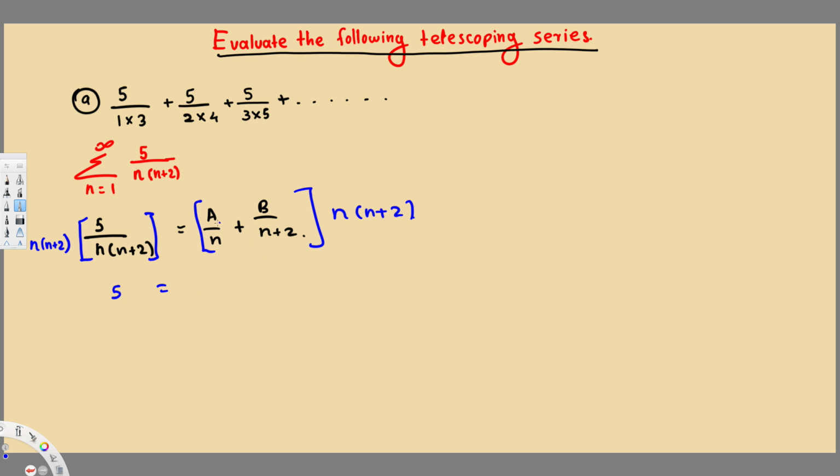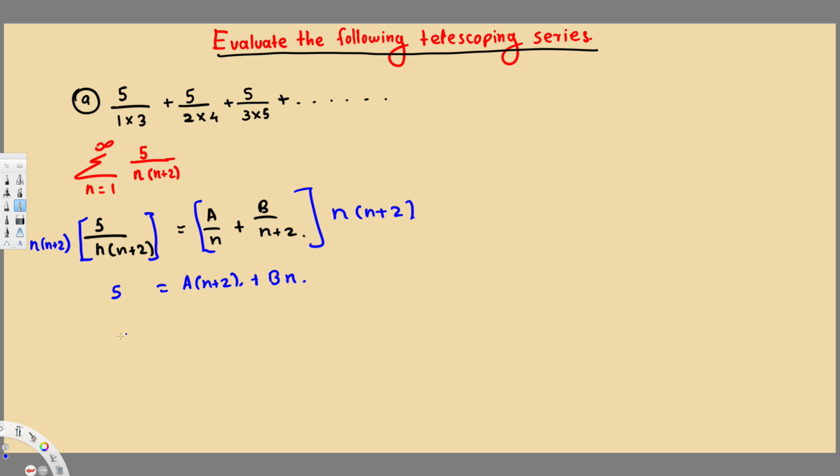And on the other side, for a, the n is going to cancel and n plus 2 is going to remain, so that's going to be a times n plus 2. For b, n plus 2 is going to cancel and n is going to remain, so that's going to be b times n. So here you can do two things. You can compare coefficients, or you can plug in values to get rid of one of them and find the other. Let's plug in some values and find a and b.